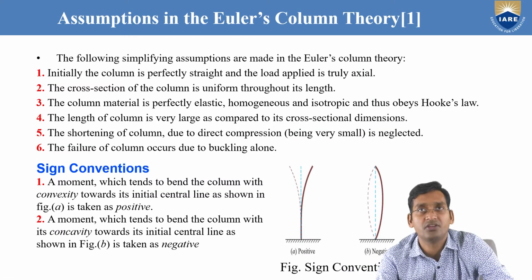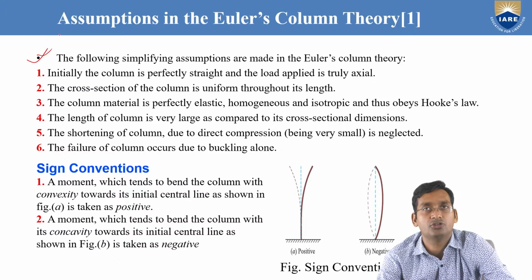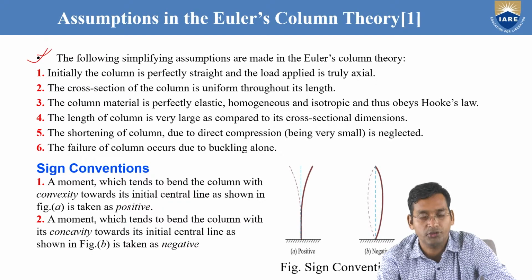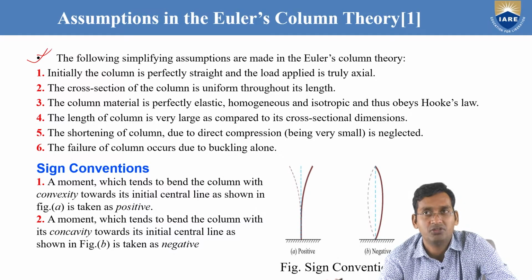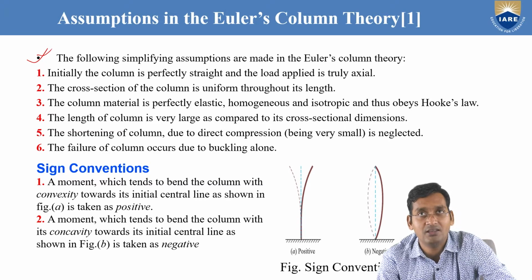Next, some assumptions are there for Euler's column. Based on that only he derived, and these assumptions are very important. Sometimes in the exam also they ask, write down the assumptions made by Euler for the Euler column theory. Okay, so let's see. The following simplifying assumptions are made in the Euler's column theory, just to simplify instead of complicating.